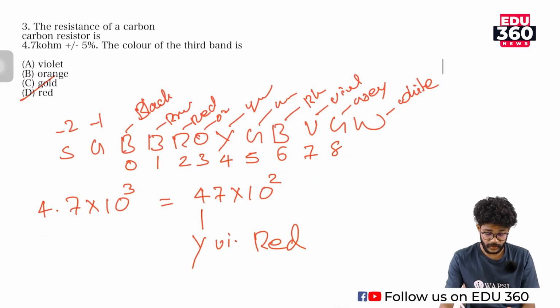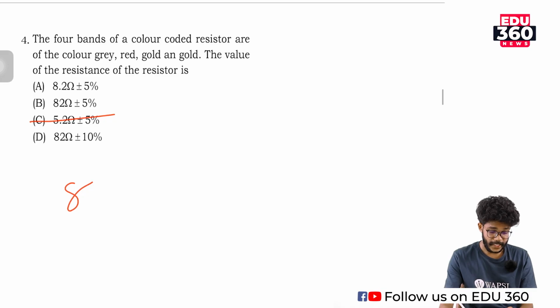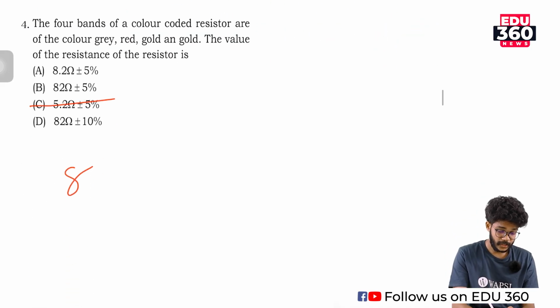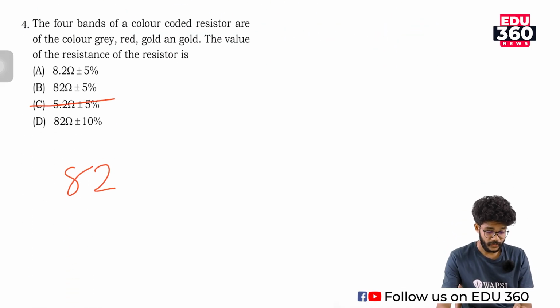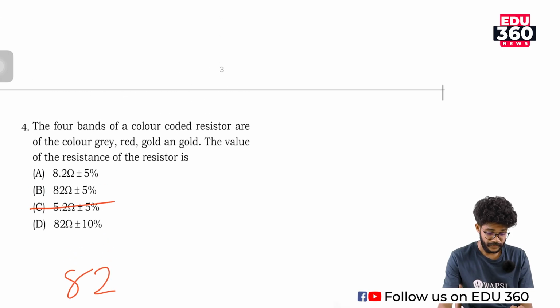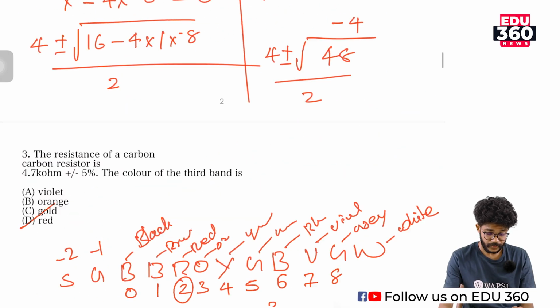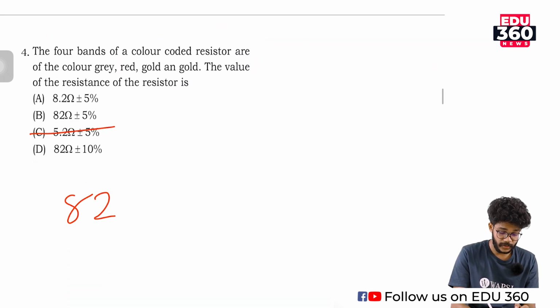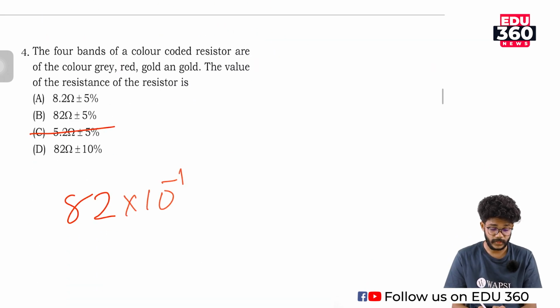And the second one is what? Gray, then red. Red is 2. 8, 2. Okay, so we can't cut any options. Then gold. Gold is -1. So 82 into 10 raised to -1. So 82 into 10 raised to -1 is 8.2 ohm. 8.2 ohm only in the first option.